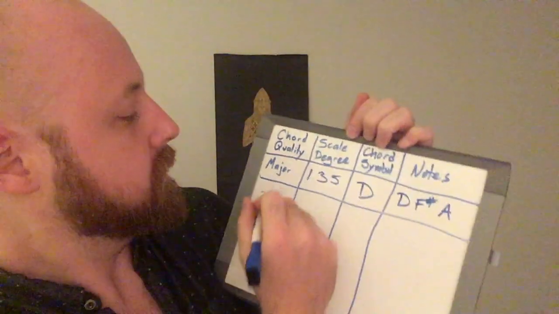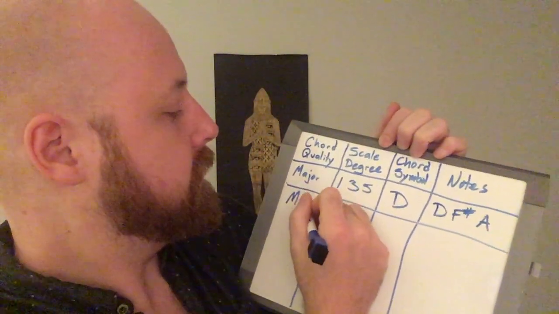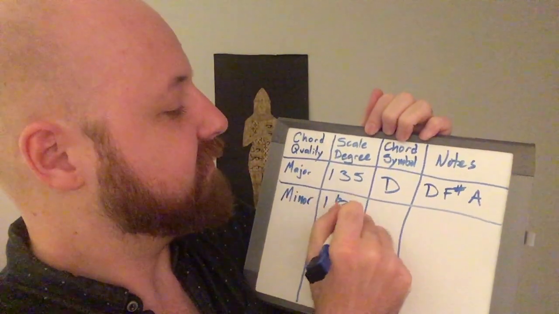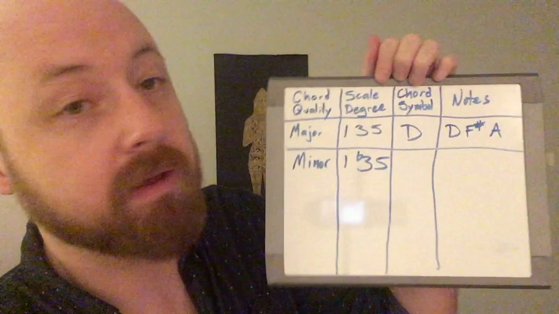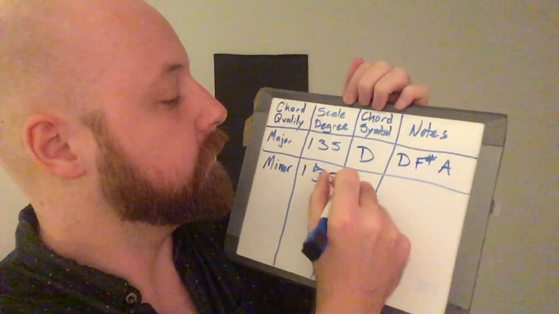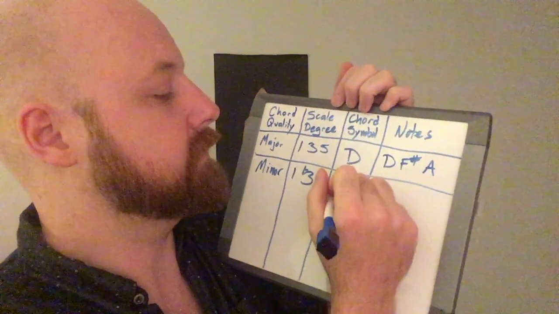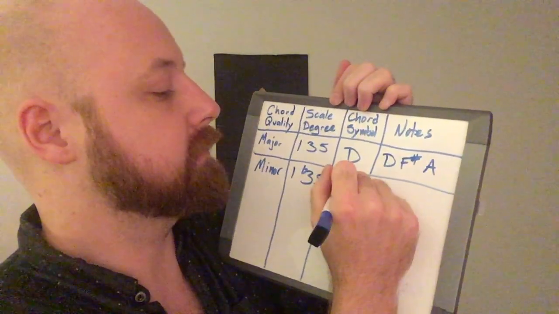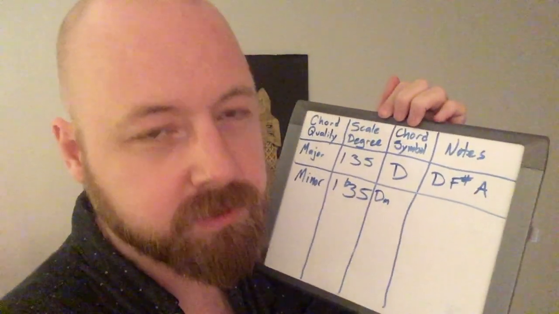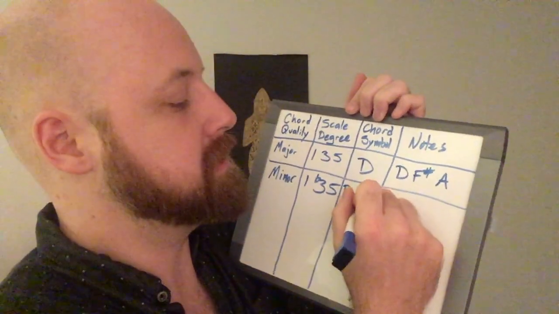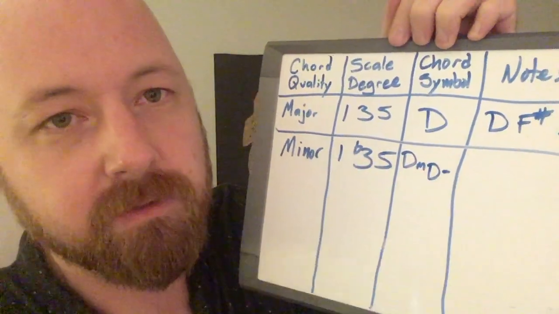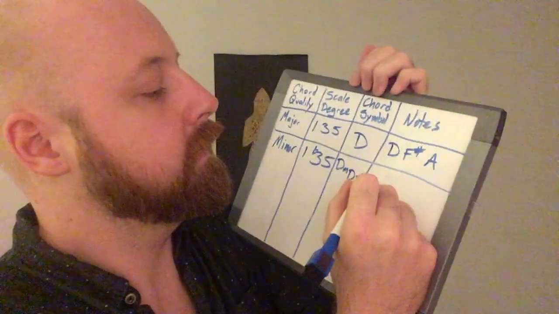The next one is going to be minor, and it has a flat third in it, and otherwise the same. 1, flat 3, and 5. So there are kind of 2 chord symbols you'll see for this guy. Most commonly, I think, you'll see D with little m, but sometimes when you're hanging out with the jazz cats, they'll throw D with a little minus sign at you. So it's kind of either one, you know?